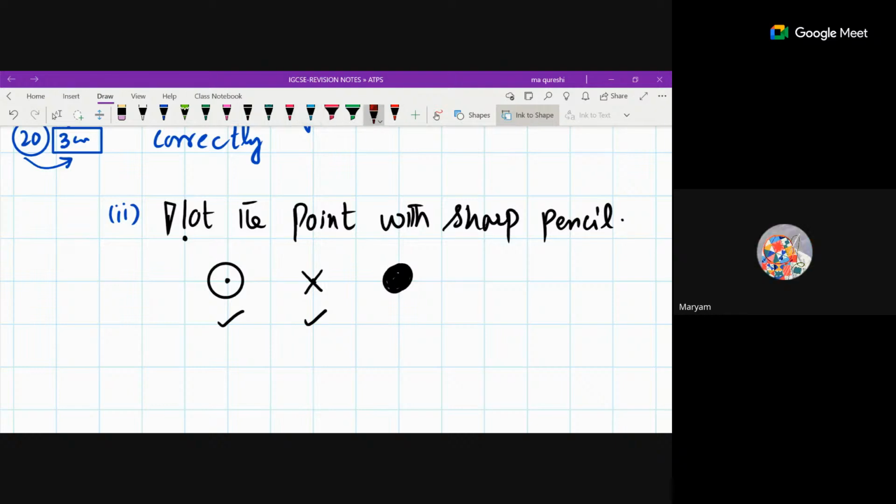I get it. But when you make a cross, if the graph is kind of curved, it kind of disrupts drawing the curve. Exactly. But here you have to always make a line of best fit. So you have to make a line of best fit.